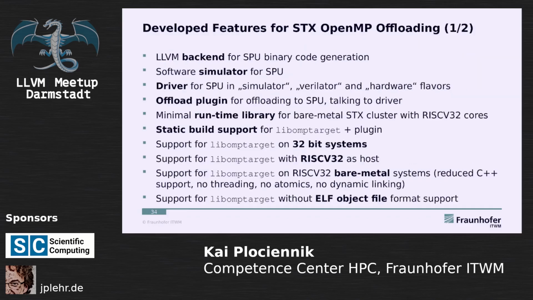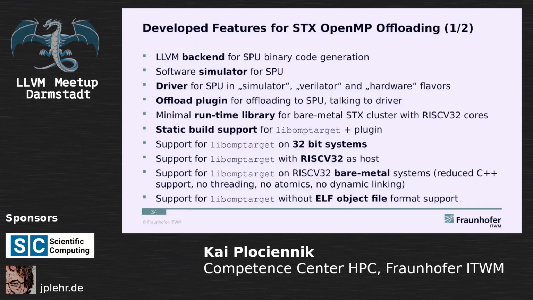So let's show some of the things we developed. First of all, what you need to do if you want to support a target like ours, you need to have an LLVM backend for, in this case, binary code generation. Then we have a software simulator, a driver for the stencil processing unit in different flavors, depending on whether you want to offload to a simulator or hardware or a very later version. Then we developed an offload plugin for offloading. That's the OpenMP offload plugin that talks to this driver.